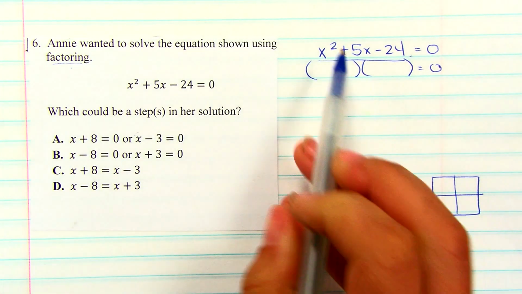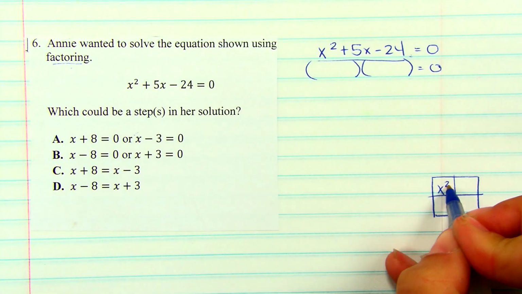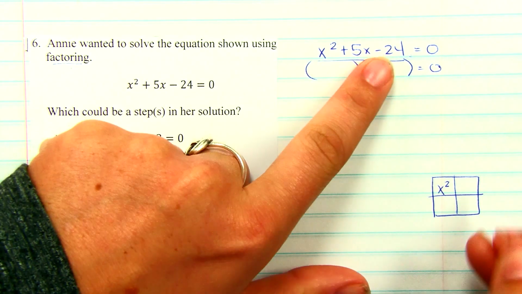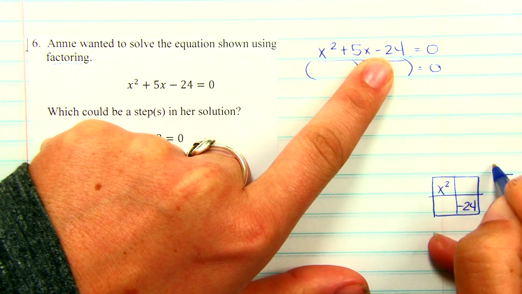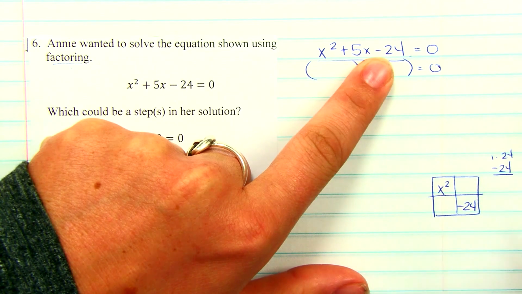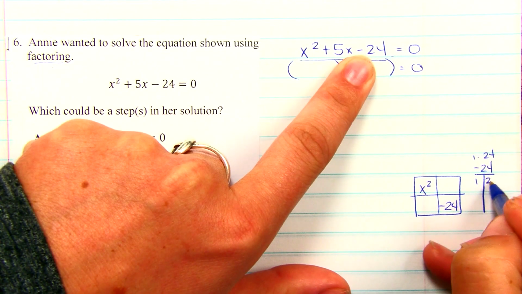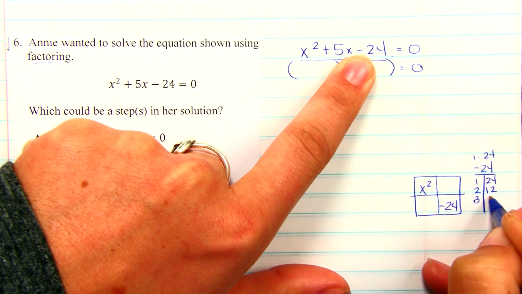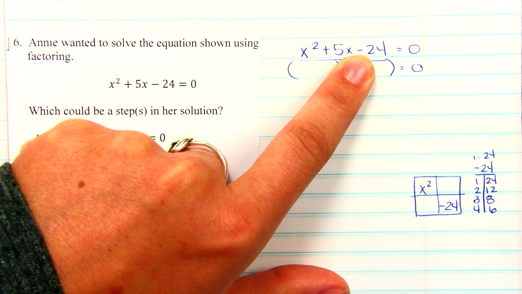First term, first box. Last term, last box. And then A, which is 1, times C, which is 24, goes in the t-chart. I'm going to write down all the factors of 24. So 24 is 1 times 24, 2 times 12, 3 times 8, 4 times 6, and that's it.